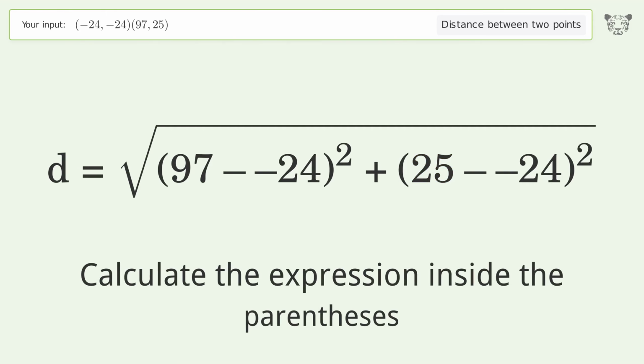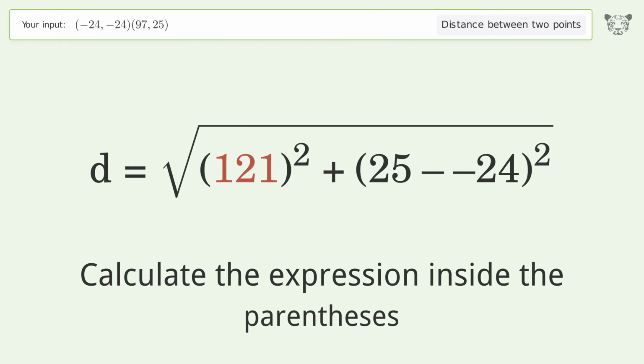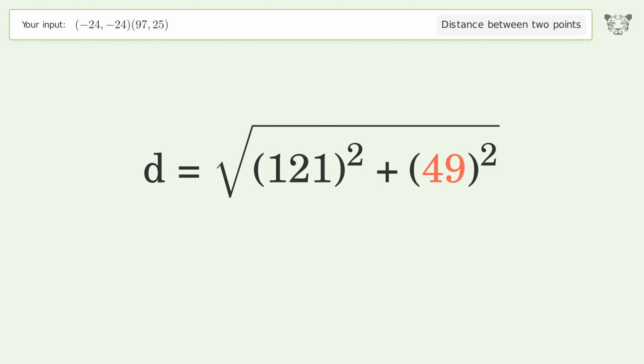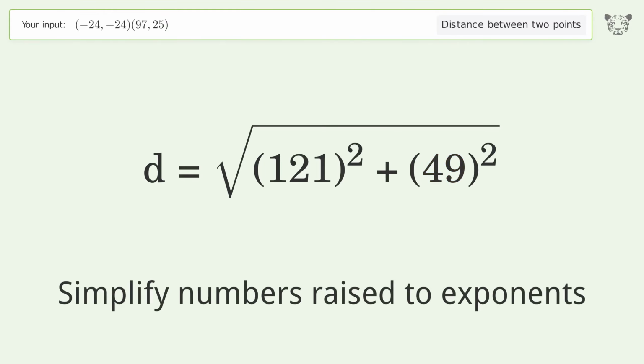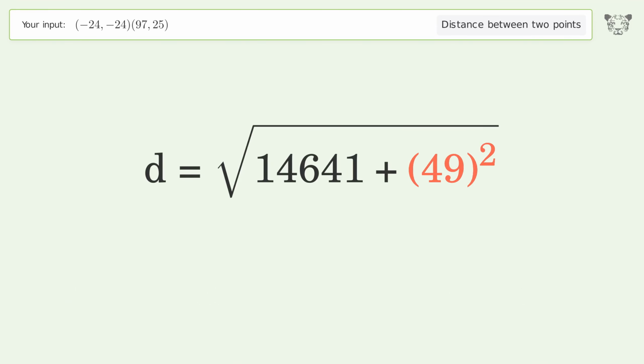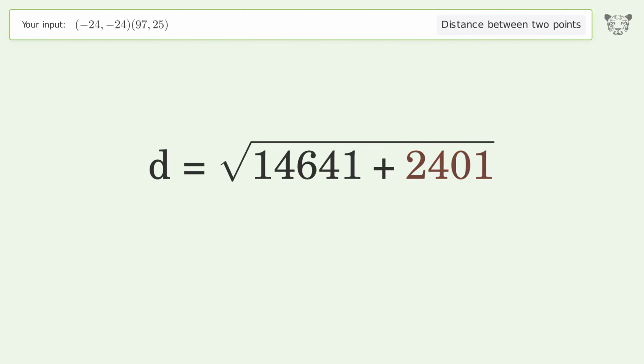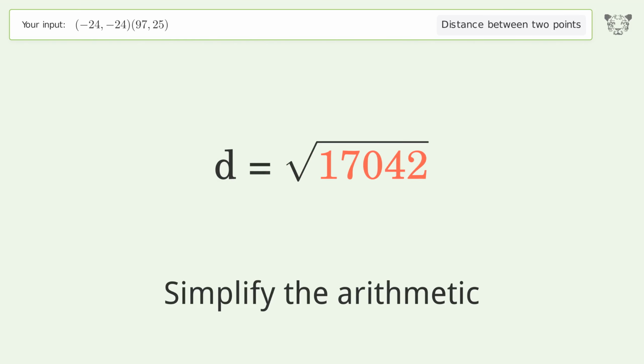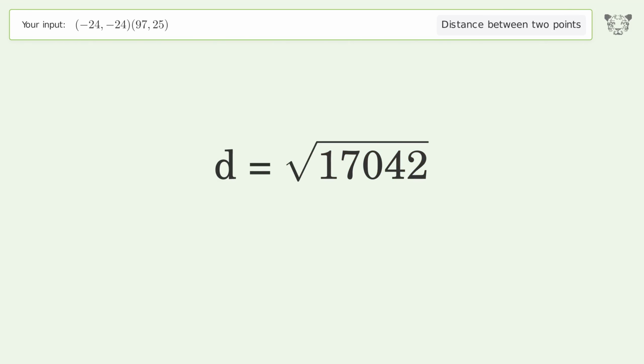Calculate the expression inside the parentheses. Simplify numbers raised to exponents. Simplify the arithmetic. And so the distance between the 2 points is the square root of 17,042 or 130.545.